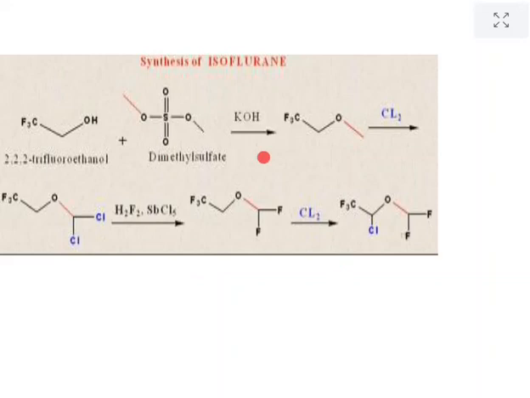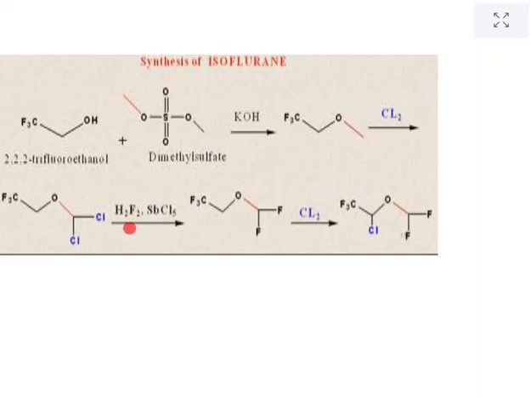It's a simple synthesis. You're starting with 2,2,2-trifluoroethanol, and you add the dimethyl sulfate. So this is a methyl group. Remember, when this is line notation, this line means a methyl group at this corner. That line there also means a methyl group. That's why we are calling it dimethyl sulfate. And you use potassium hydroxide, and then you get that product, and then you add chlorine.